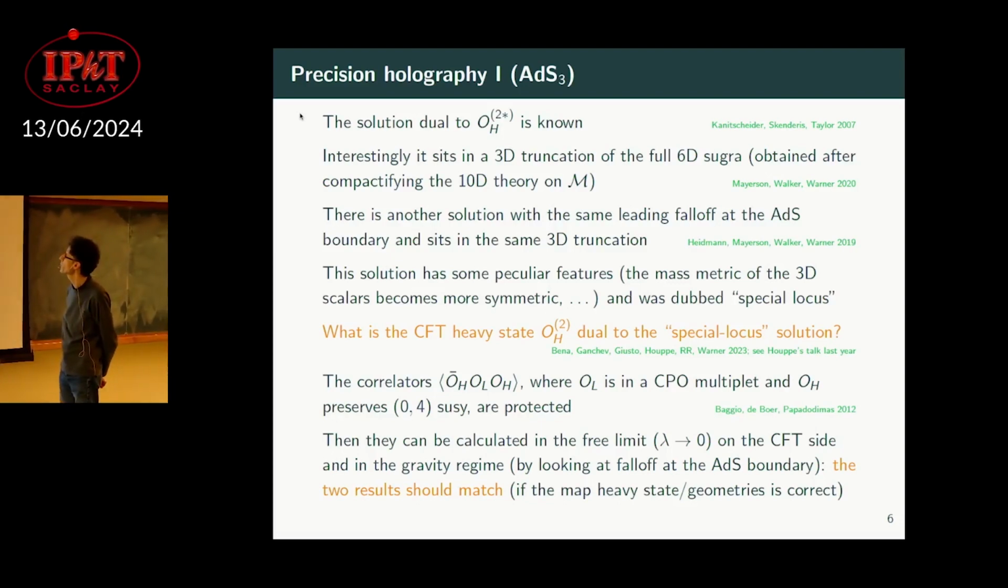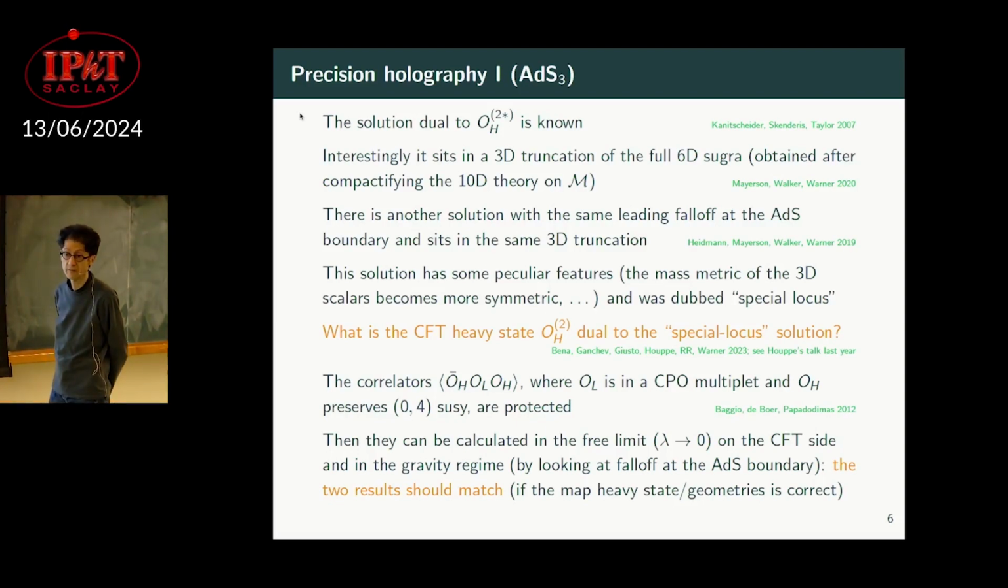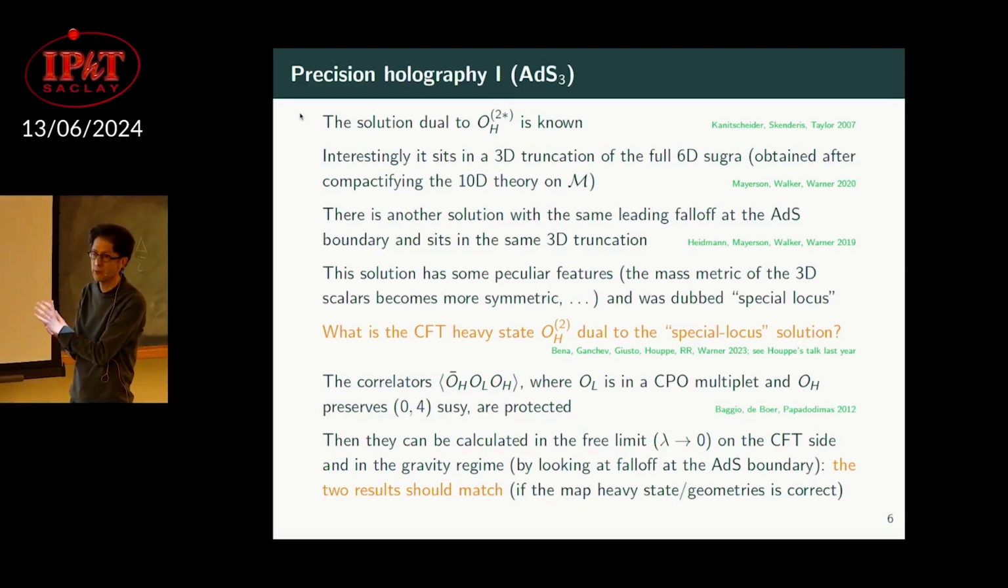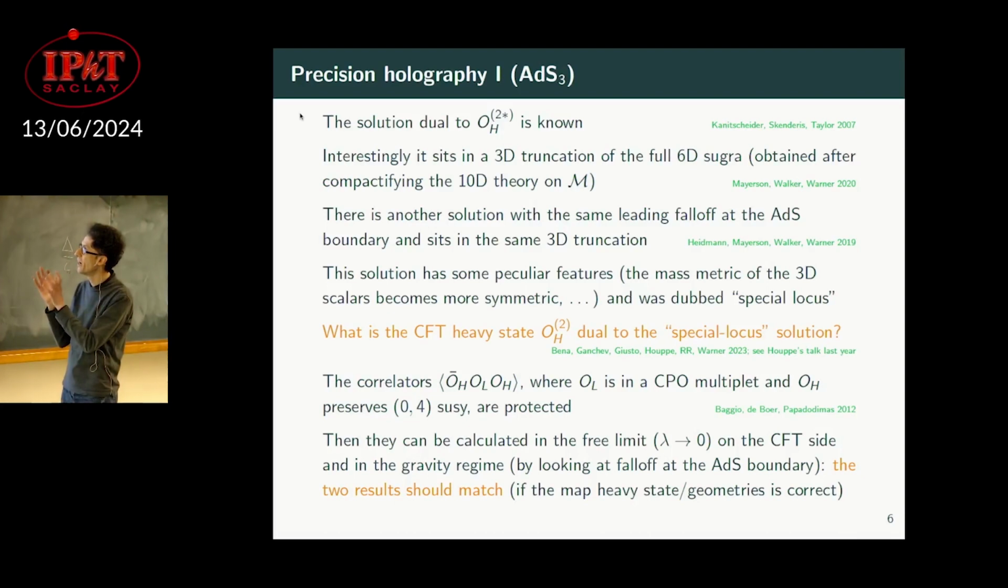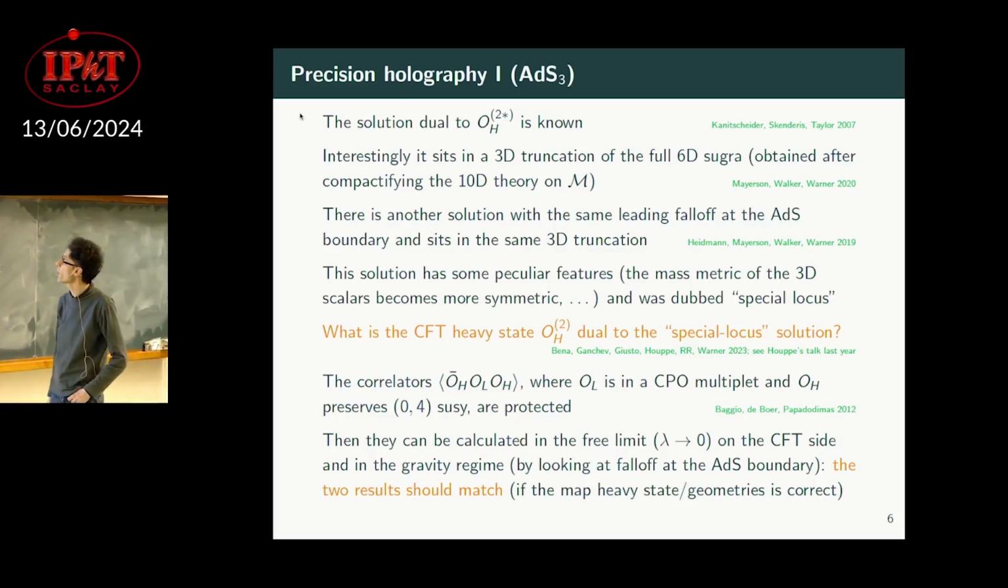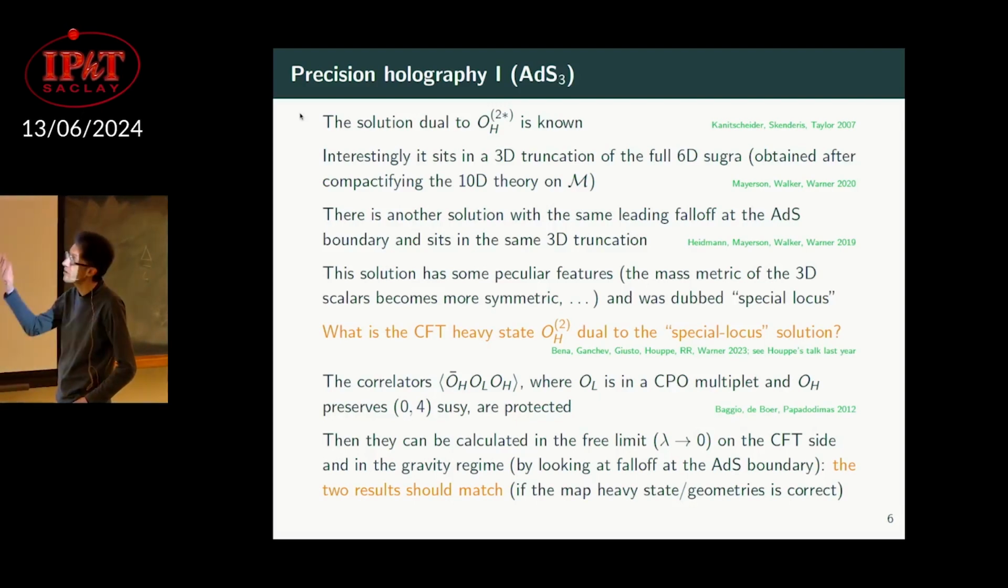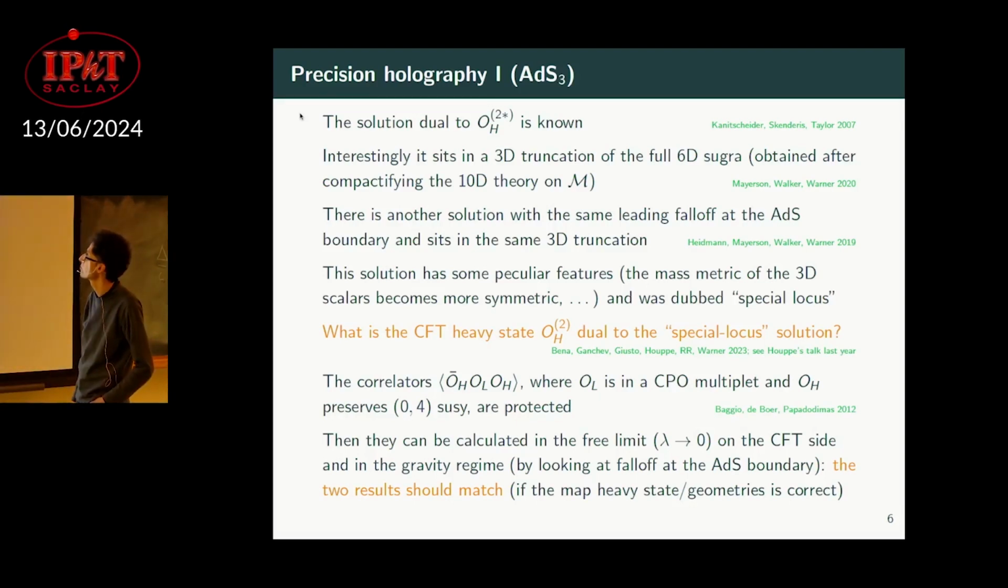Nick, a few years ago, noticed that this solution sits in a 3D truncation of the full supergravity, right? And this is interesting from the supergravity point of view, because 3D equations are simpler, right? So you can think of deriving that solution and other solutions related to those just by using the 3D equations. And of course, they had a lot of fun in studying this, also with Pierre. And at a certain point, they found that there is another solution that is very similar, but yet different, and sits in the same 3D truncation.